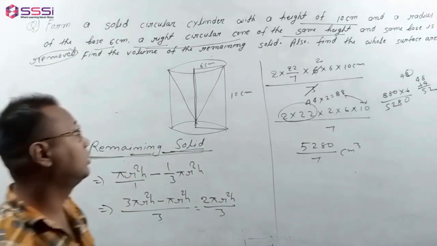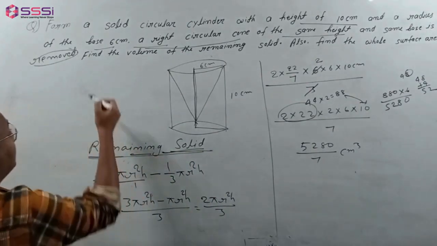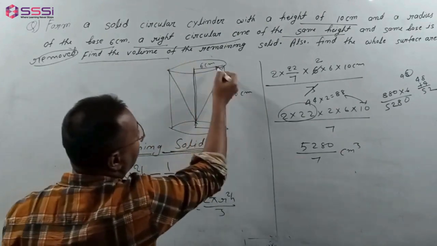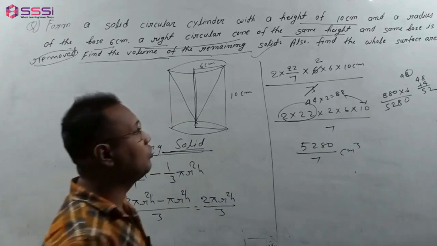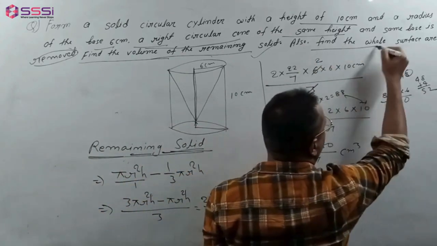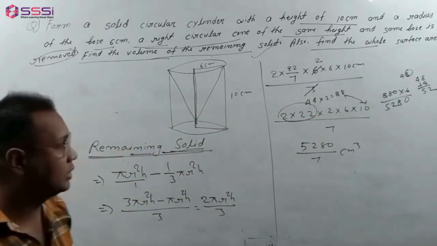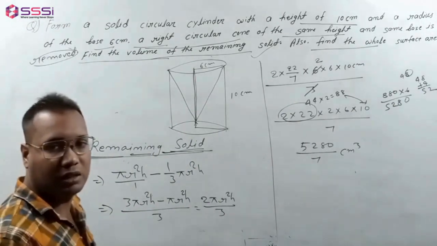And next line is, find the volume of remaining solid. This is clear. And also find the surface area. And next question is, find the surface area.